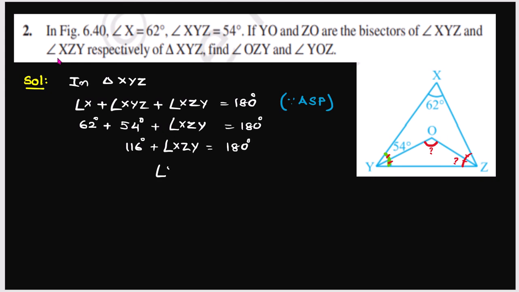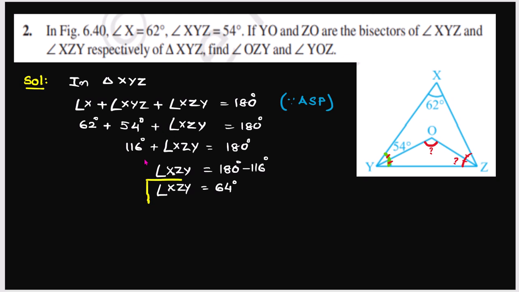Therefore, angle XZY equals 180 minus 116. 180 minus 116 degrees, that is angle XZY equals 180 minus 116. How much, children, is it? 64. 64 degrees. So this you have to highlight.